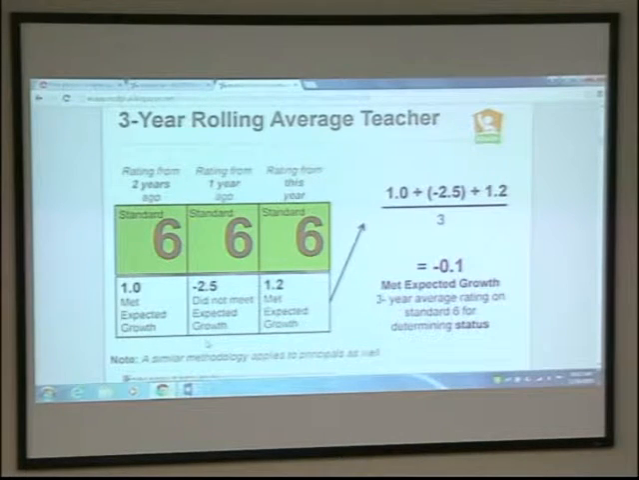When it comes to status, because we do know that this is emotional for your teachers and very important for them, we want to make sure that they can figure it out with a Casio, with a calculator watch. Once they have individual data, they get a Standard 6. We'll go over that a little bit more later. That Standard 6, once they have 3 years of data, individual data, we divide by 3, and that is their average. That's it, simple division.